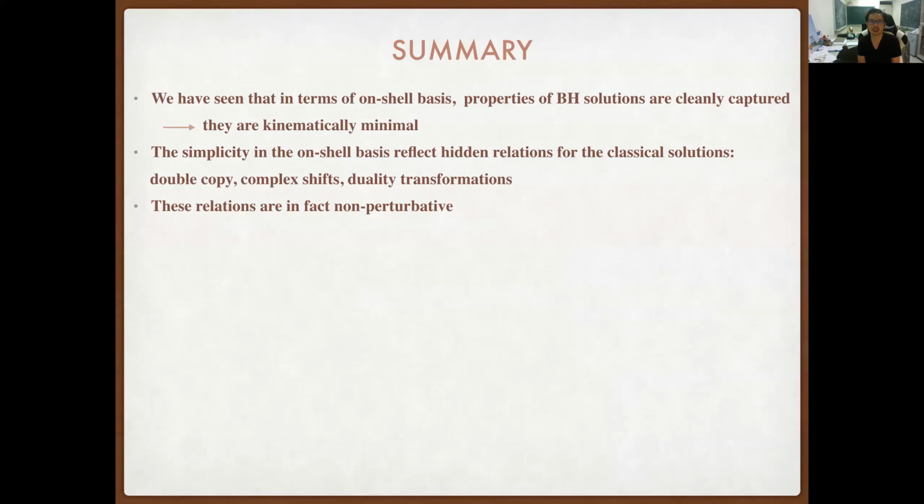So in summary, we see that in terms of this on-shell basis, properties of these black hole solutions are cleanly captured. Basically, they're kinematically minimal. And the simplicity of this on-shell basis is also reflected in all of these hidden relations for the classical solutions, including the double copy, complex shifts and duality transformations. Even though all of these are really perturbative, the relations they reflect are actually non-perturbative relations. So this is a very interesting approach, and I guess I'll just stop here.